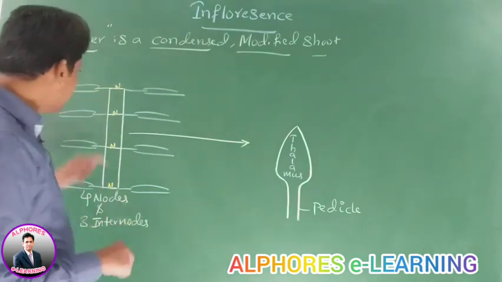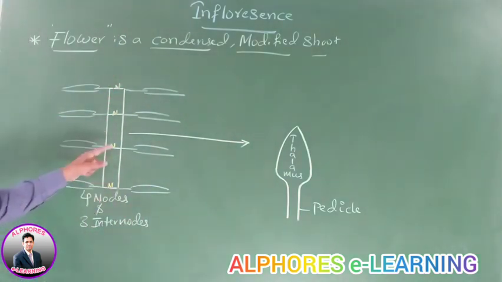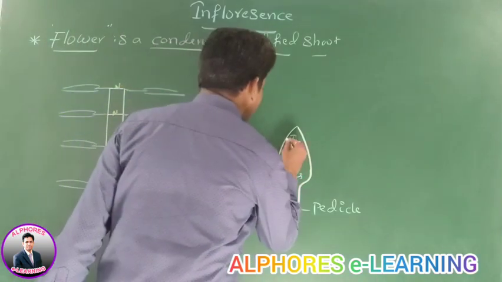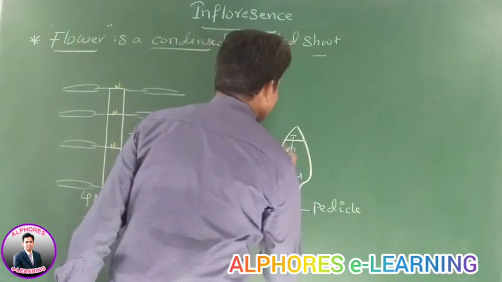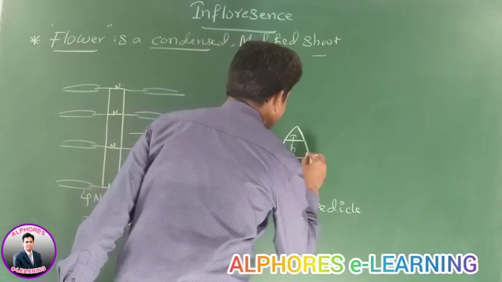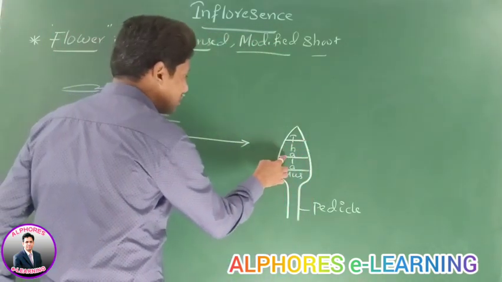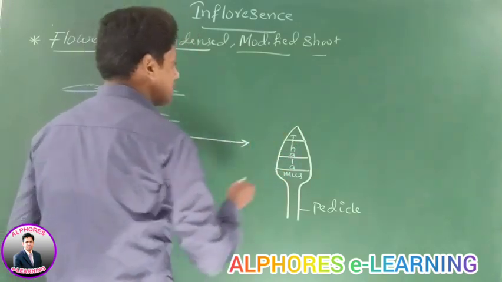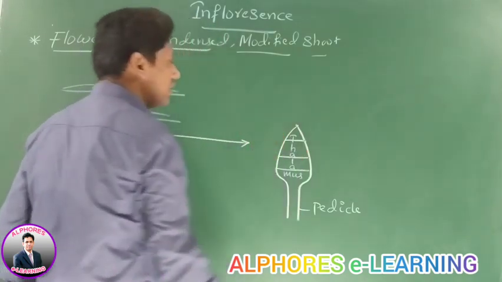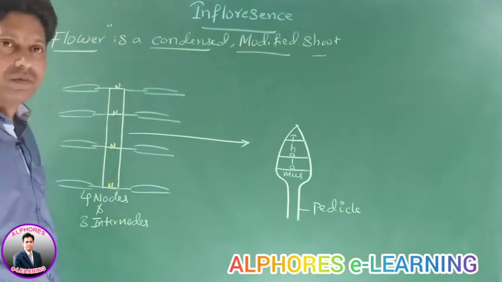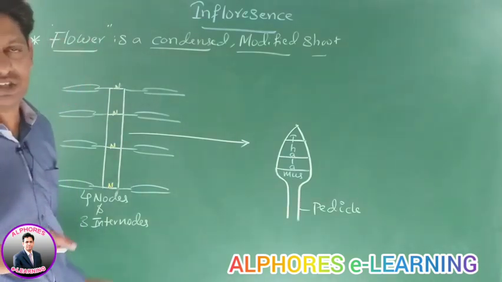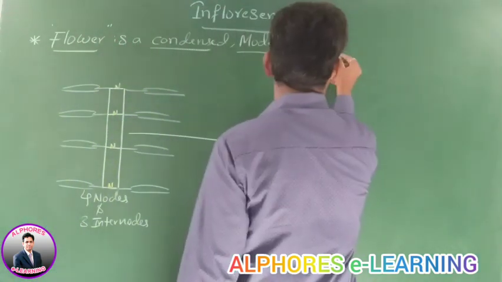Now you tell me, sir, this stem is with how many nodes? 4 nodes. How many internodes? 3 internodes. Therefore, this thalamus contains how many nodes, sir? This thalamus contains 1, 2, 3, 4, it contains 4 nodes. So automatically, how many internodes? 3 internodes. Is it okay? Right?